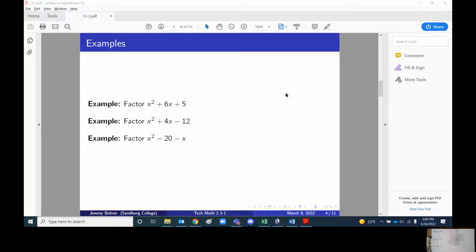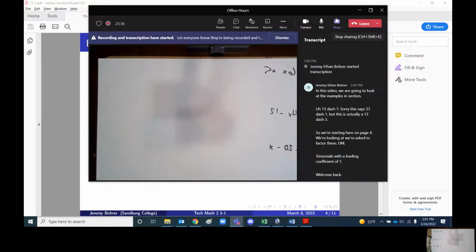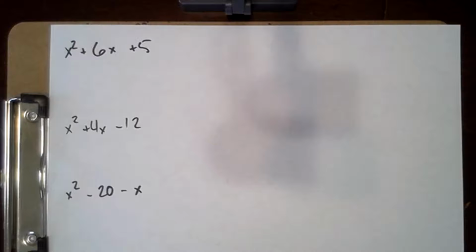In this video, we are going to look at the examples in section 13-1. Sorry, this says 3-1, but this is actually 13-3. So we're starting here on page 4. We're asked to factor these trinomials with a leading coefficient of 1. Stop the share and we can look at these.